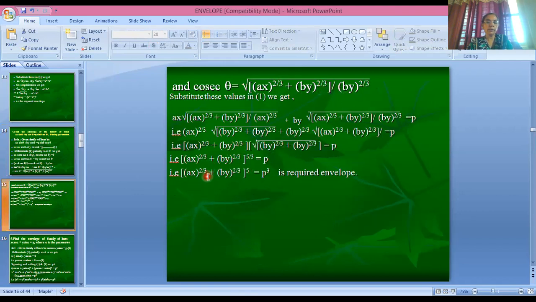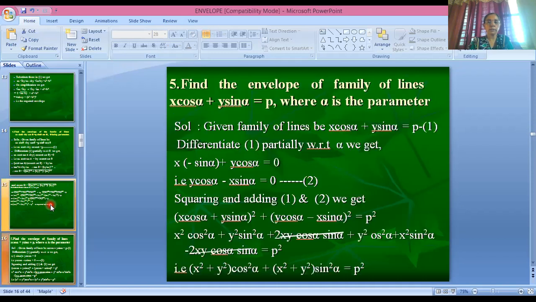These values are substituted in equation 1 and simplified. You are getting the equation as ax raised to 2 by 3 plus dy raised to 2 by 3, whole raised to 3 by 2, is equal to 2 to the power 3. Usually these types of examples are for 5 marks, but the previous simple examples are for 2 marks.